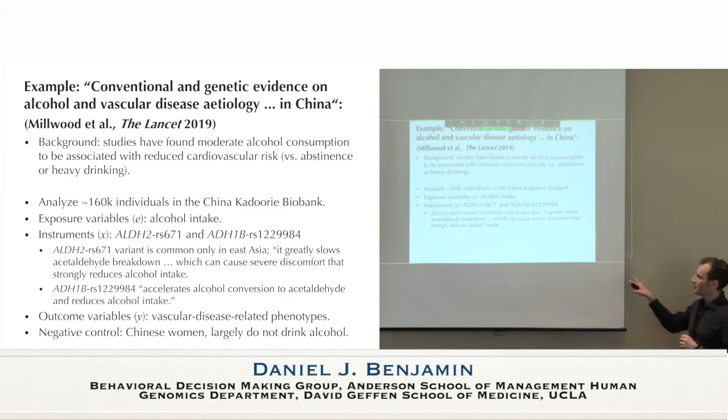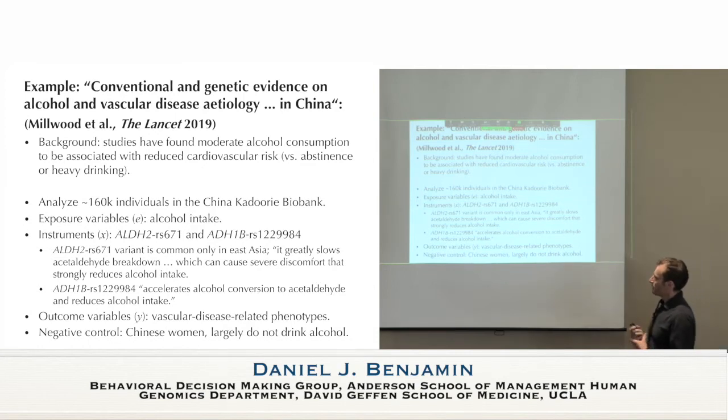So the idea is to use this variant as an instrument: people who have that version of the variant will not drink alcohol because it makes them very uncomfortable. And then they also use another variant, a less important one, but also involved in alcohol metabolism. And for their outcome variable, they use a number of outcomes related to vascular disease. And one nice thing about this paper is they use as a negative control group Chinese women, who don't drink a lot of alcohol. So the variation is going to be in the men.